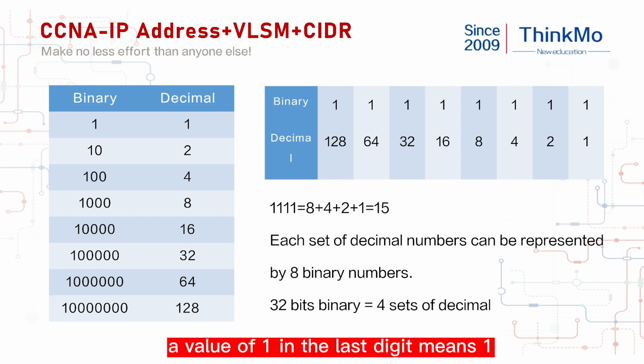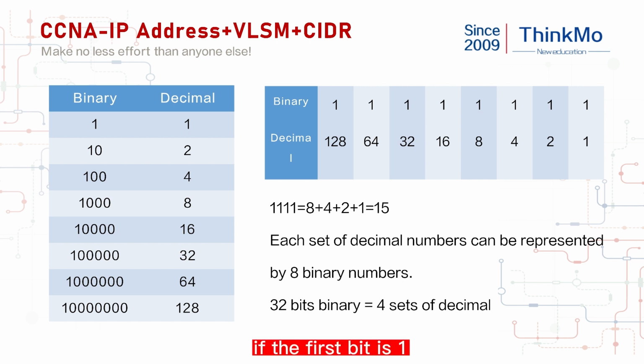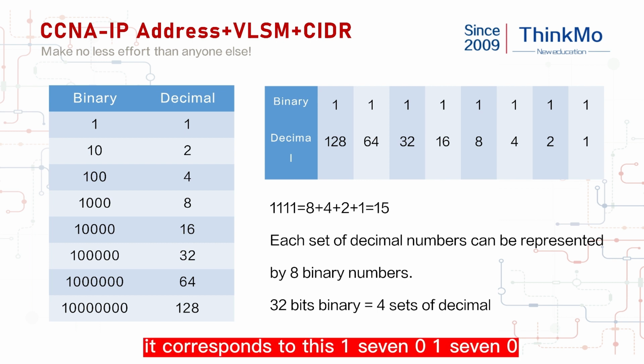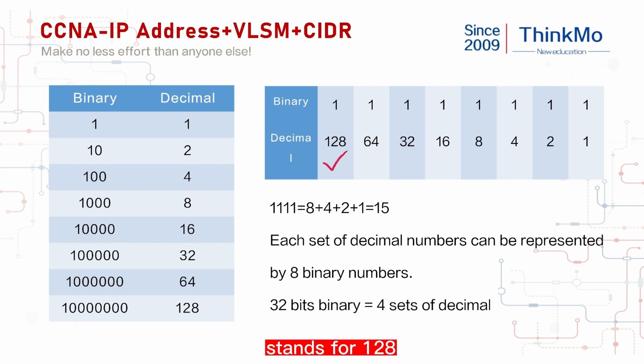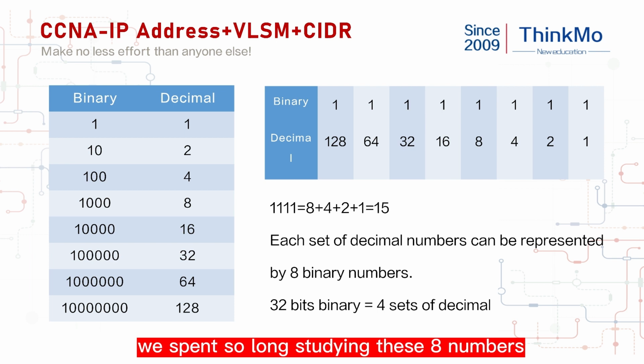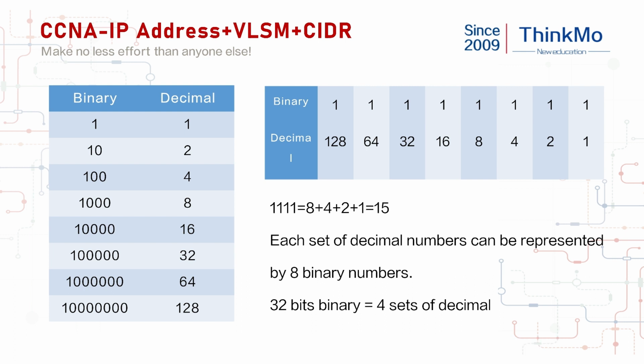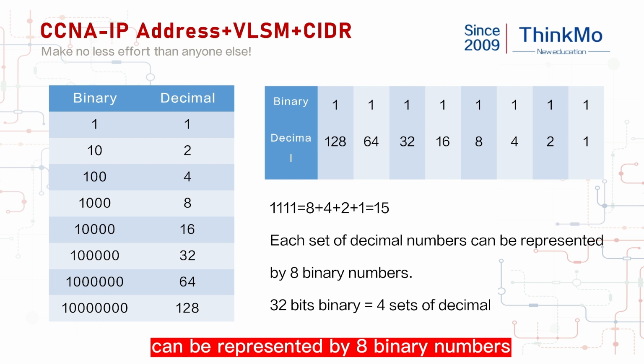A value of 1 in the last digit means 1. If the first bit is 1, it corresponds to 128. In fact, everyone will find we spent so long studying these 8 numbers because they are very closely related to IP addresses. Each set of decimal numbers can be represented by 8 binary digits. In other words, 32 bits in binary equals 4 decimal numbers. There is a conversion relationship.